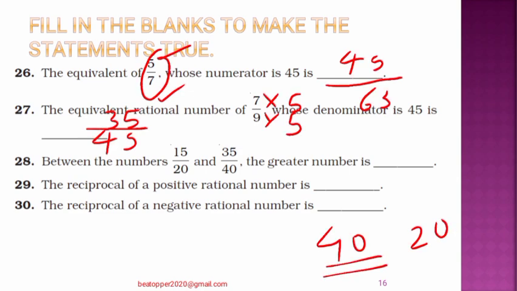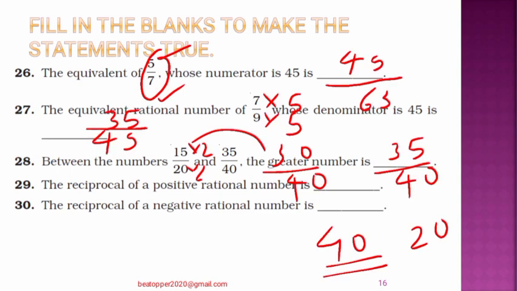So, to make the equivalent fraction of 15 by 20 with the denominator 40, we have to multiply by 2 at both numerator and denominator. Then this number becomes 30 by 40. One number is 30 by 40, the other number is 35 by 40. Which is greater? The greater number is 35 by 40.